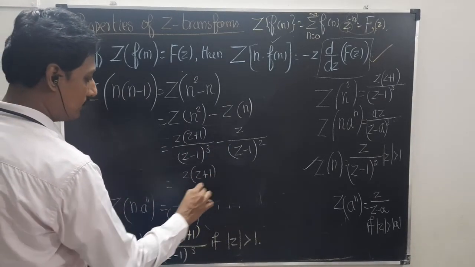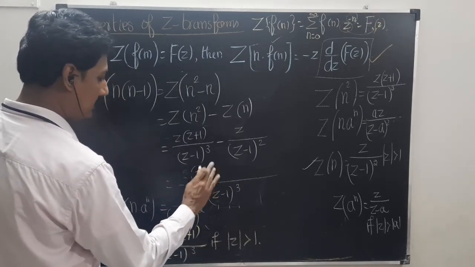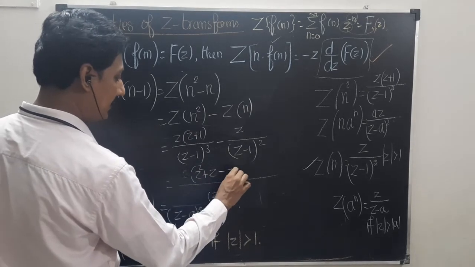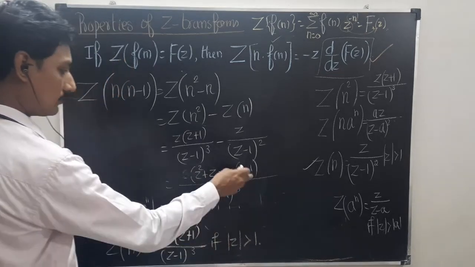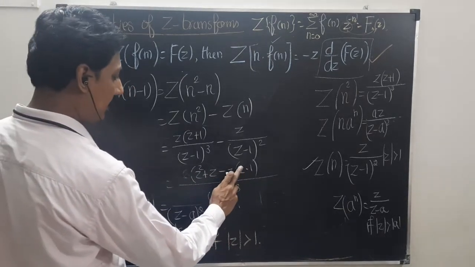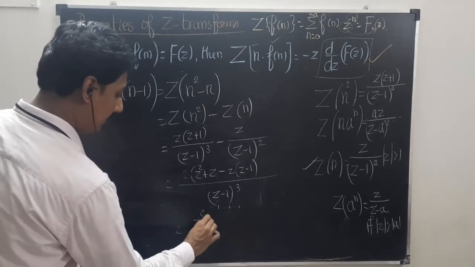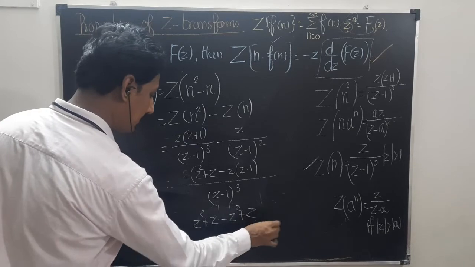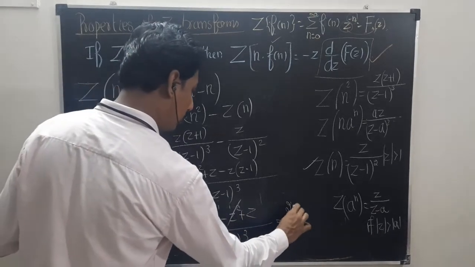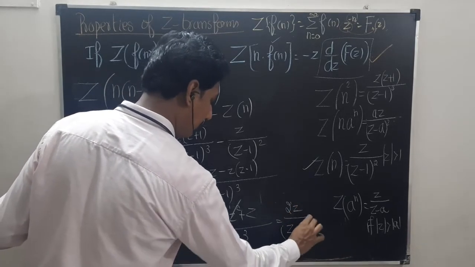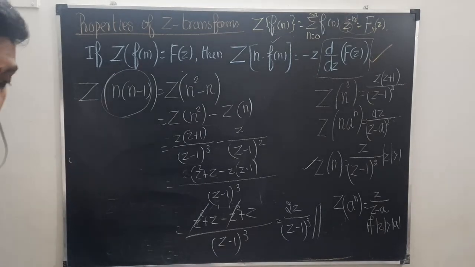So z into z plus 1 by z minus 1 whole power 3 is the LCM. So z squared plus z, minus z into z minus 1, that is minus z squared plus z. Then we get z squared plus z minus z squared plus z by z minus 1 whole power 3. The z squared cancels, so the answer is 2z by z minus 1 whole power 3. This is the Z transform of n into n minus 1.